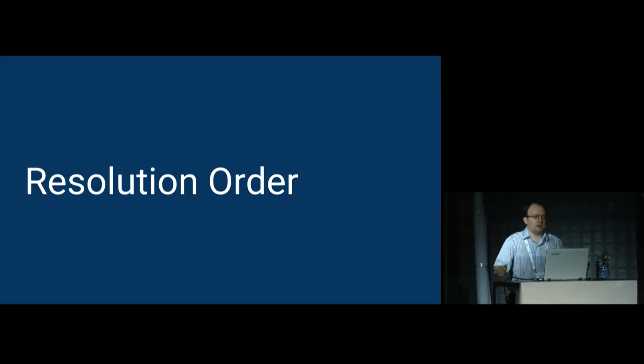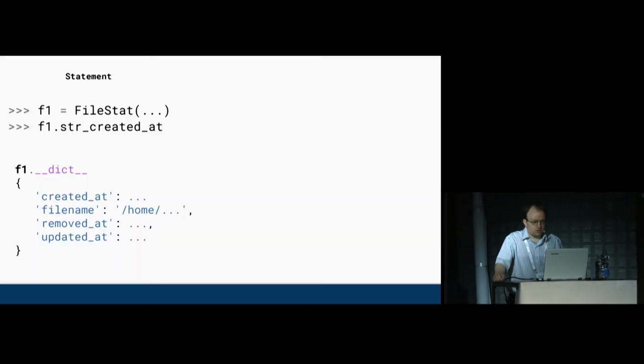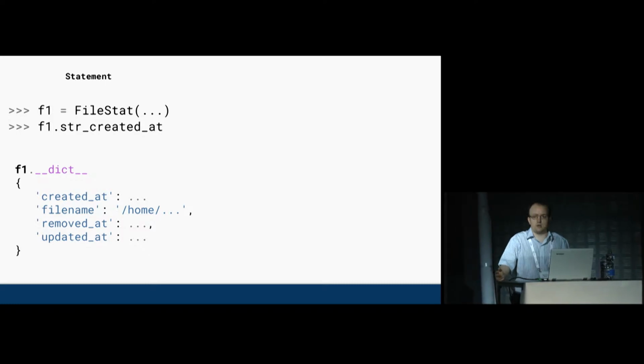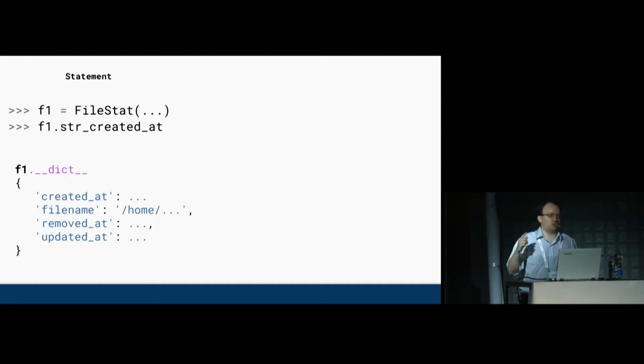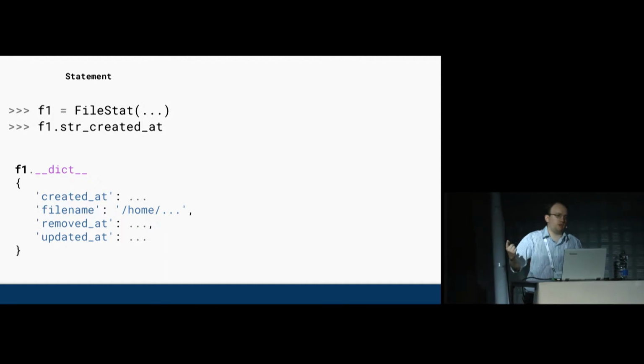So let's try to understand in which order things were resolved in order to get to this result, to this string. So first, I created the object, and I passed all the parameters to it. And I requested an attribute under the name str_created_at. So Python will first look into the dictionary of the object looking for a key under the name str_created_at. And as it happens, it's not there, because the object has something which is created_at, that is not the same. So the first search fails.